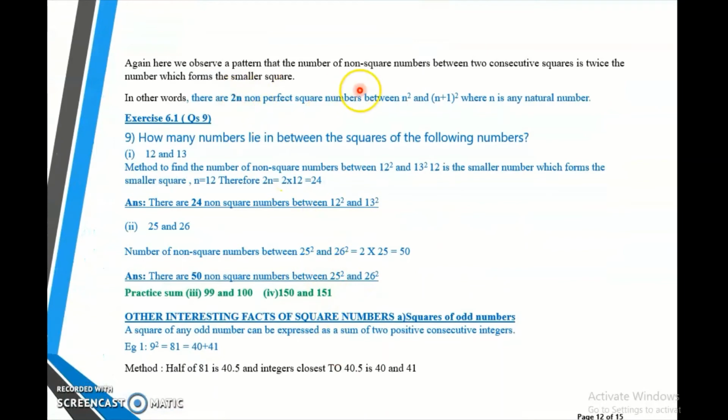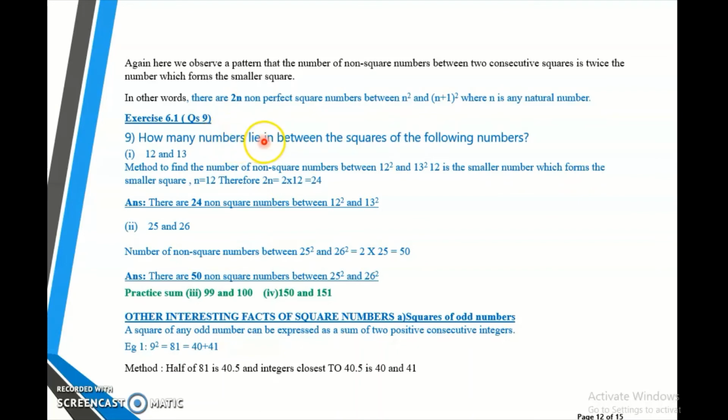Now here again we observe a pattern: the number of non-perfect square numbers between two consecutive squares is twice the number which forms the smaller square. Or in other words, there are 2n non-perfect square numbers between n square and (n plus 1) the whole square, where n is a natural number. Does it sound confusing? It's really simple. Let us solve these sums to know how simple this is.